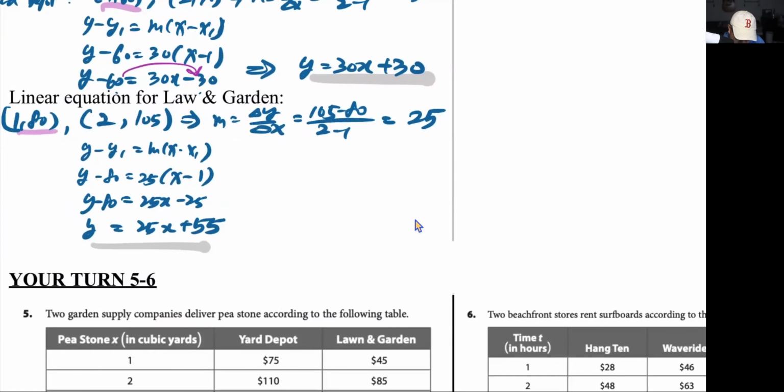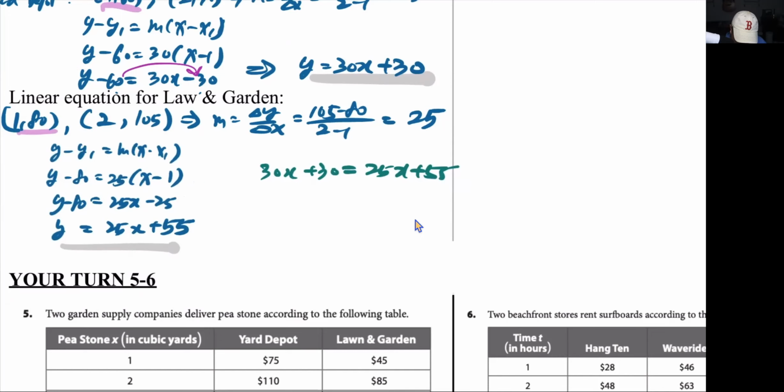Here we go. We know that the two y's are supposed to equal each other, right? So we set them equal to each other. I'm going to put this in green just so that you don't get confused. So the two y's are equal to each other, which yields 30x plus 30 is equal to 25x plus 55. Let me push that a little bit to the left-hand side. There you go.